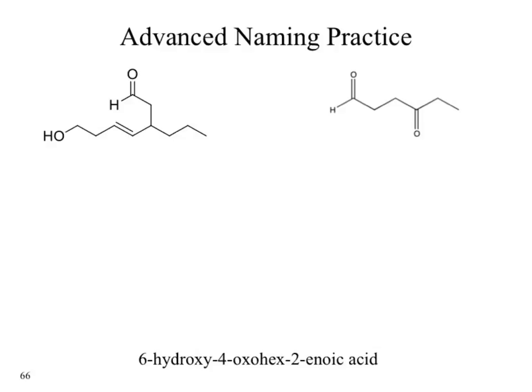Last one, let's see if I can do that last one real quickly just because I put it on there. 2, 4, 6, acid, 2, 3, 4. We have our 6-hydroxy-4-oxo-hex-2-ene-oic acid. In theory, I put that together right. Okay. Questions?